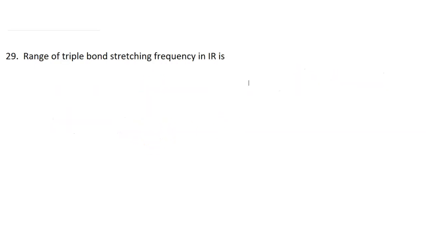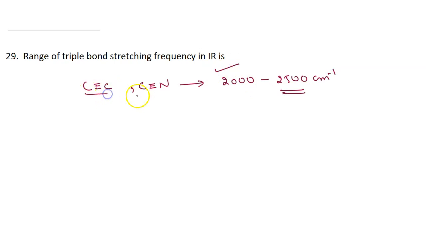Moving to the next question. What is the range of triple bond stretching frequency in IR? The two triple bonds that we consider in IR are C triple bond C and C triple bond N, and both lie in the region from 2000 to 2500 centimeter inverse. So this was the correct range for triple bond stretching frequency in the IR region.